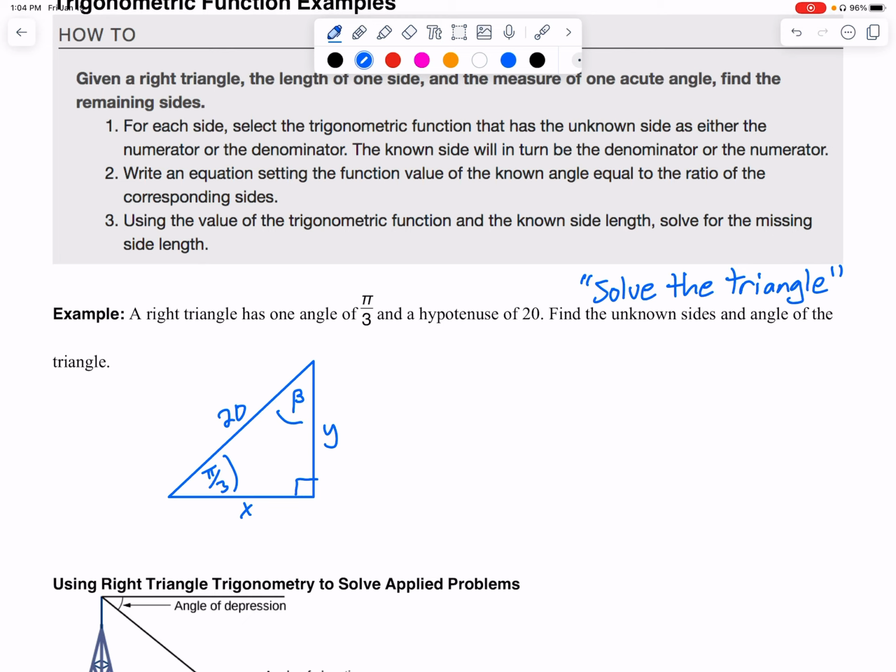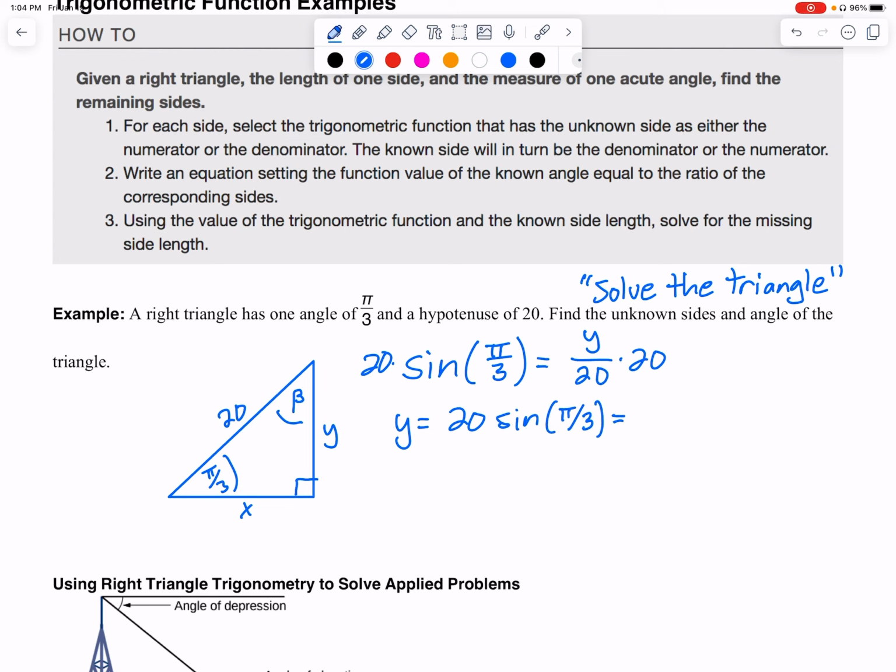I see that I have a pi over 3 at that angle, and I'm going to use sine of pi over 3 first. We're going to use this to find y. Sine, remember, is opposite over hypotenuse. So I'm just going to fill in the sides. Opposite in this case is y, hypotenuse is 20. Well, we can solve this for y. Notice it's an equation, so I can just multiply both sides by 20. That means y is equal to 20 sine of pi over 3.